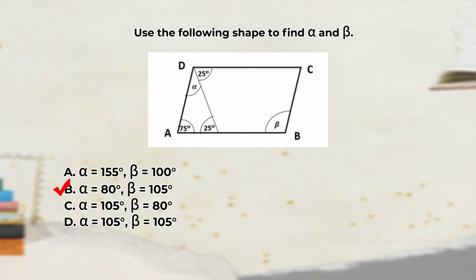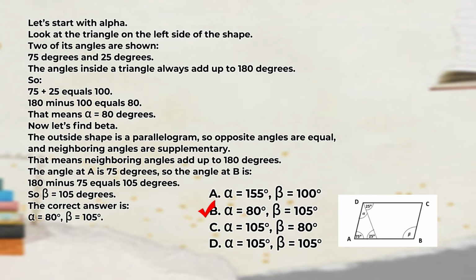Let's start with alpha. Look at the triangle on the left side of the shape. Two of its angles are shown, 75 degrees and 25 degrees. The angles inside a triangle always add up to 180 degrees. So, 75 plus 25 equals 100. 180 minus 100 equals 80. That means alpha equals 80 degrees.